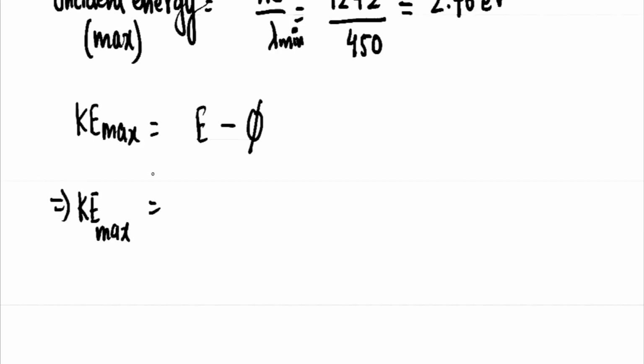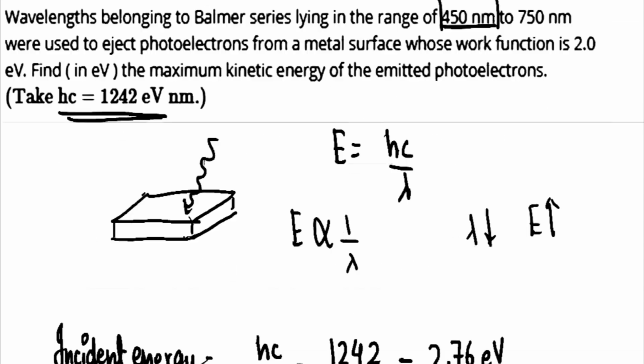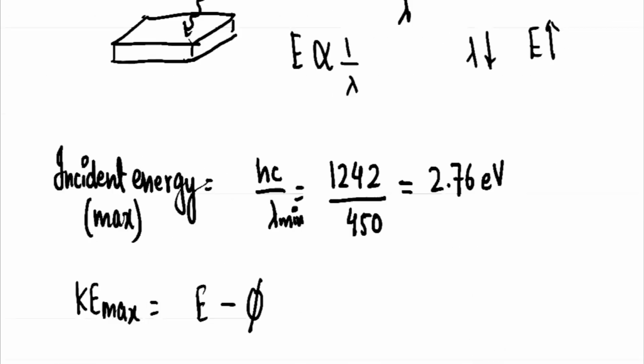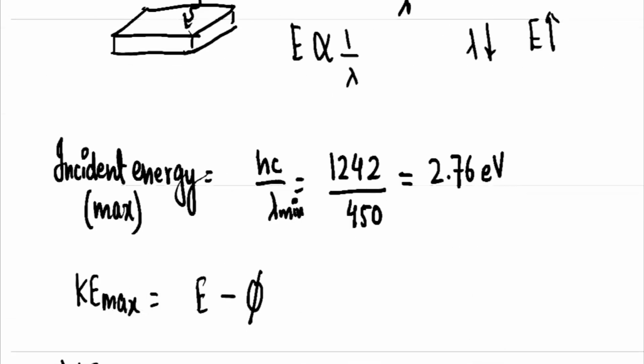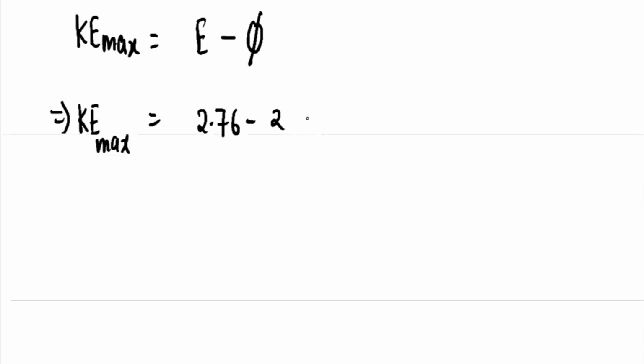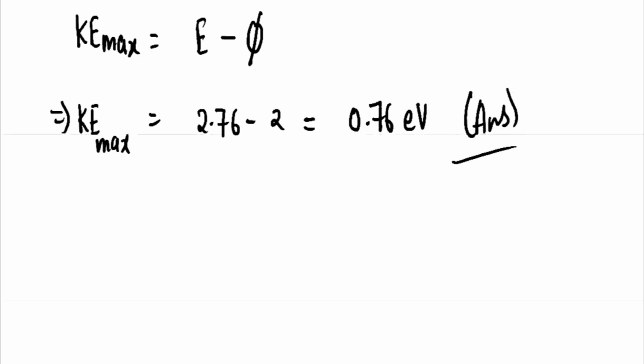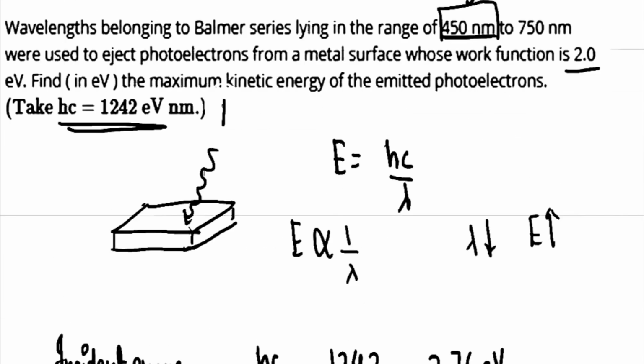This will be equal to the energy incident, which is 2.76, minus the work function, which is 2 electron volt. You can see over here it's given in the question itself. So this will come out to be 0.76 electron volt. Got it? So basically this is the answer. Our answer will be 0.76 electron volt. Got it?